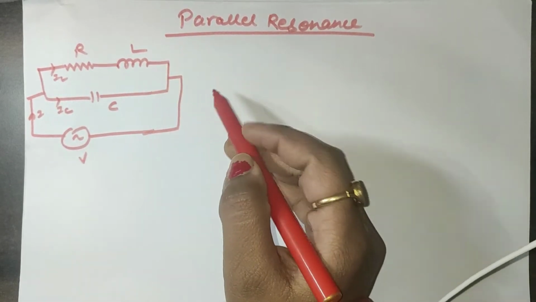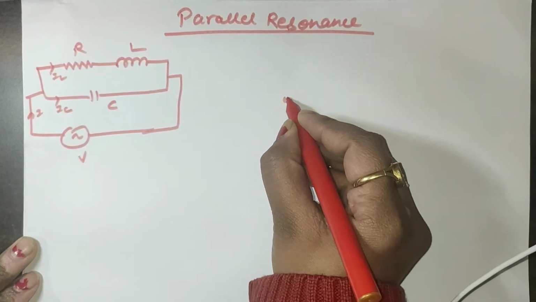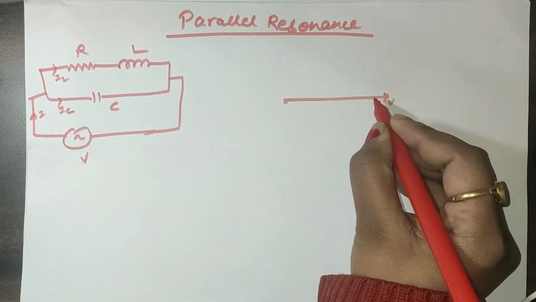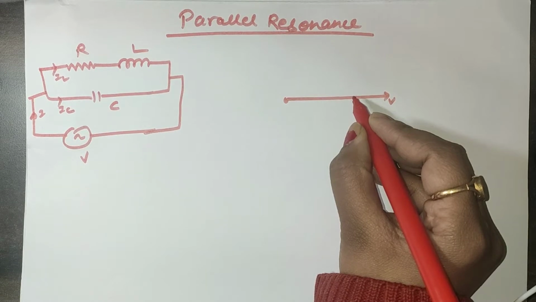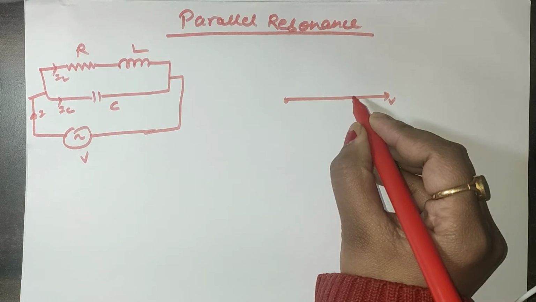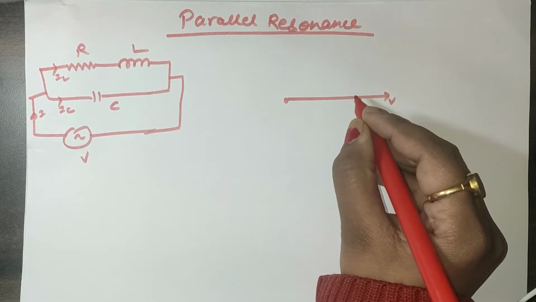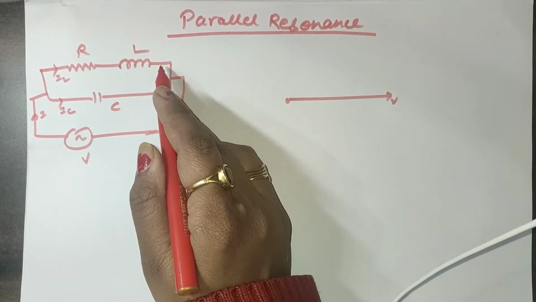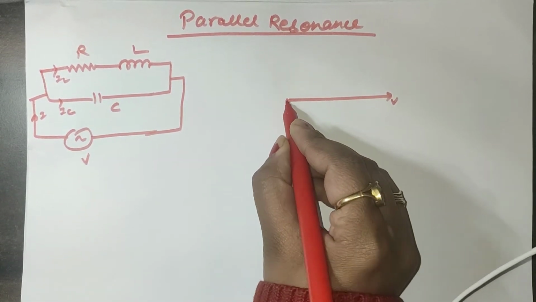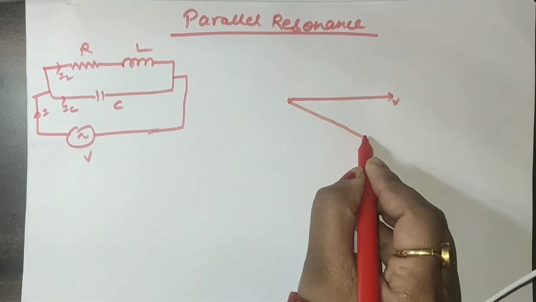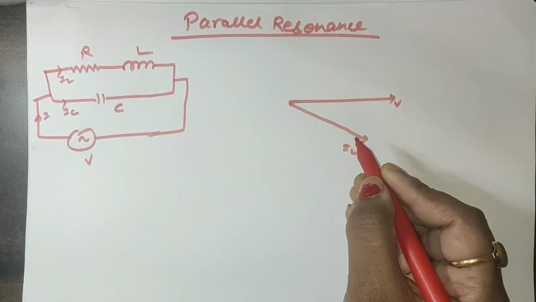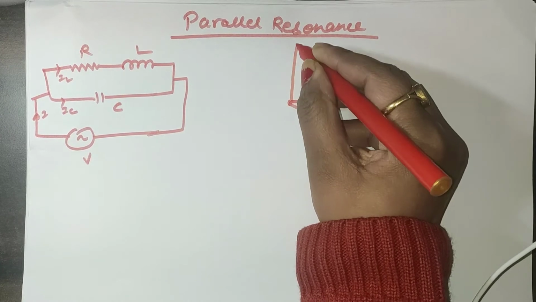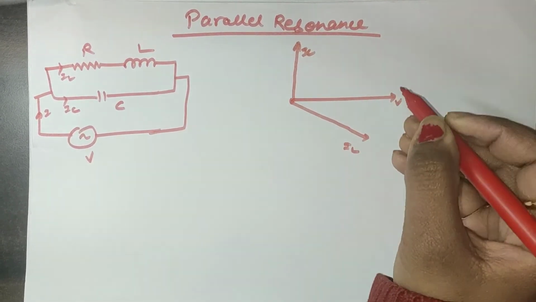A phasor diagram will be like this, with voltage taken as the reference. Now what will happen? The circuit will be in resonance when the reactive component of line current is zero. R and L is a combination, so IL will not be at 90 degrees, IL will be like this. The capacitor is purely capacitive, so IC will be at 90 degrees.